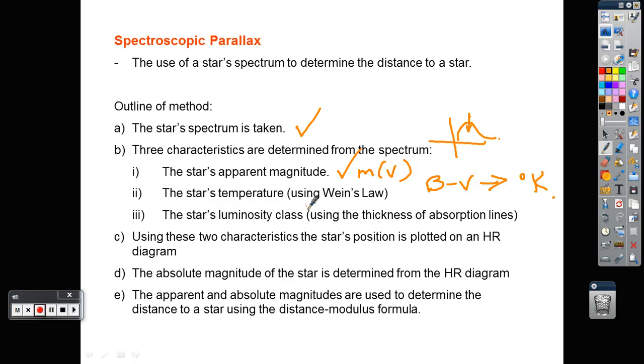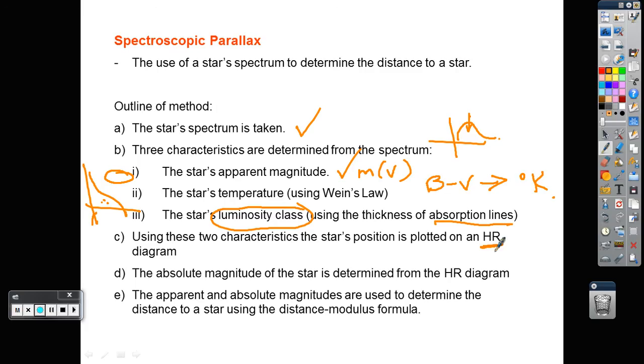And we also work out the star's luminosity class, because we need to know what type of star it is, whether it be a main sequence, which means it's on the main sequence, or it could be a red giant up here, this is a Hertzsprung-Russell diagram, or a white dwarf, and so on. Because that tells us what type of star it is. And we use the thickness of the absorption line because luminosity class is to do with density.